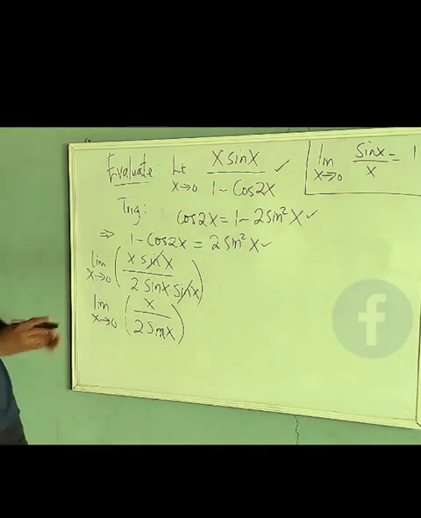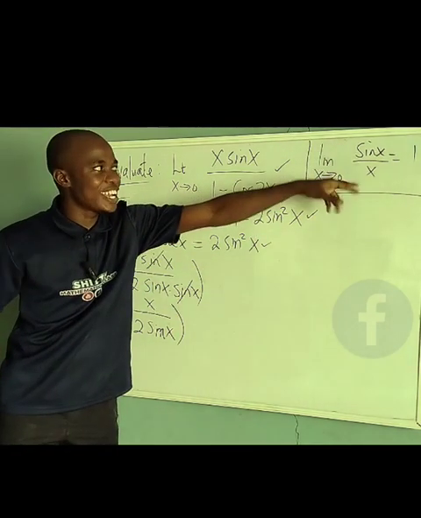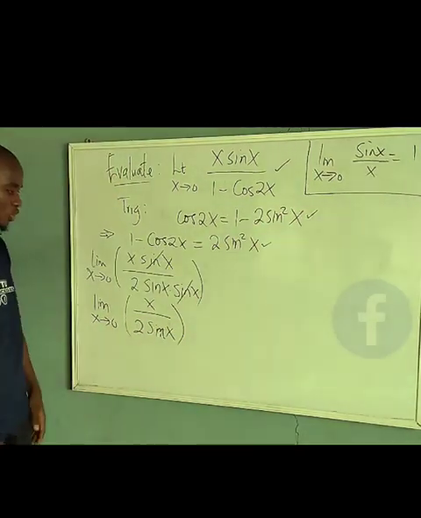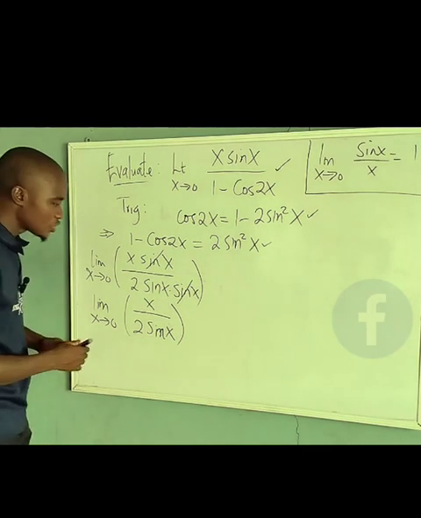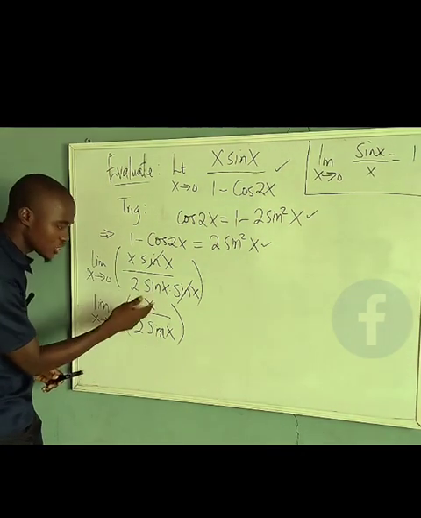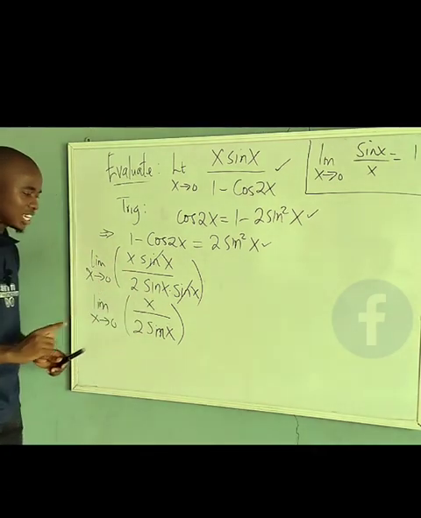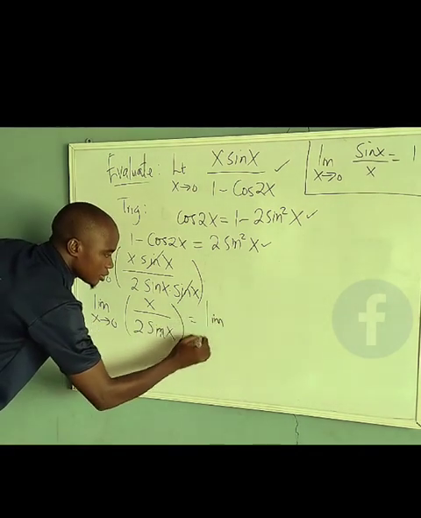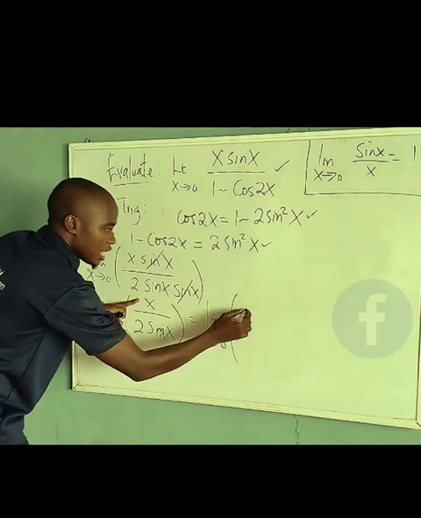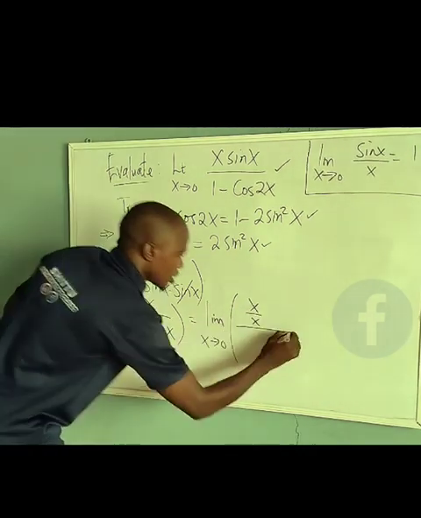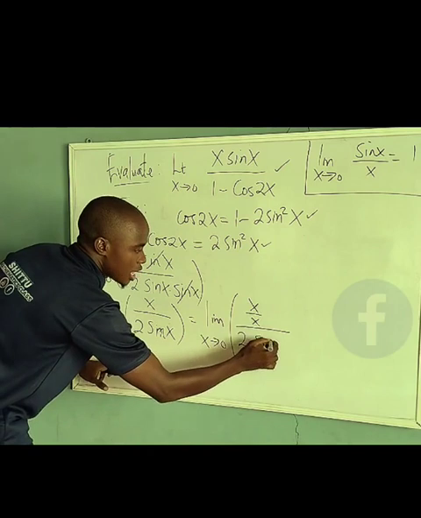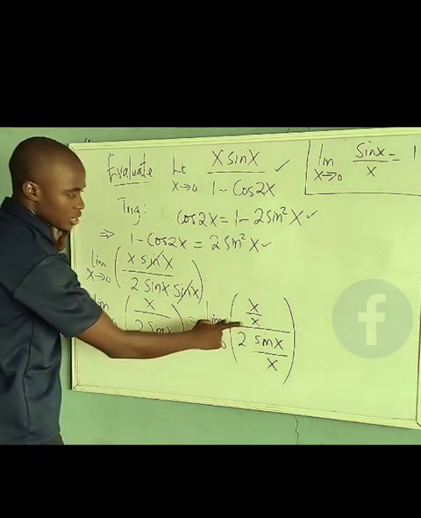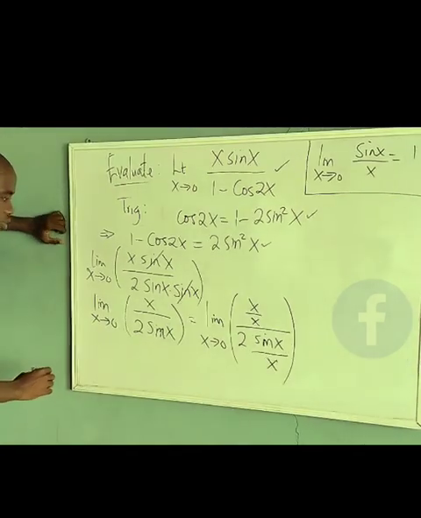Now, what are we going to do? We want to do it in such a way that sine x over x will come out, so that we will be able to do the substitution, put 1 there and get our value. So we are going to divide through the numerator and the denominator by x and see what we get. We have x divided by x, then 2 sine x divided by x. You can see that x divided by x is going to give us 1.